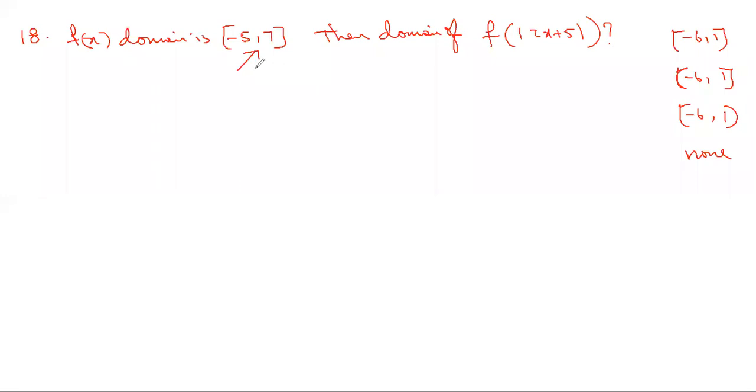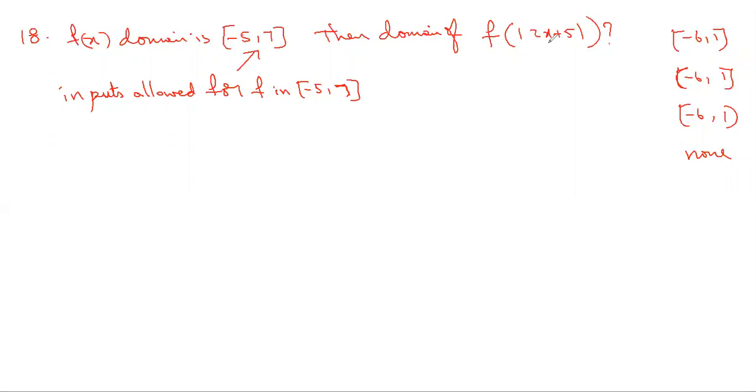So if you see this, the domain of f of x is -5 to 7, which means the inputs allowed for f are in -5 to 7. Only from -5 to 7 the inputs for f are allowed. But this is not just the f function. This is f of mod function. The two functions involved in it: one is mod and then one is f. First mod applied, then f applied.